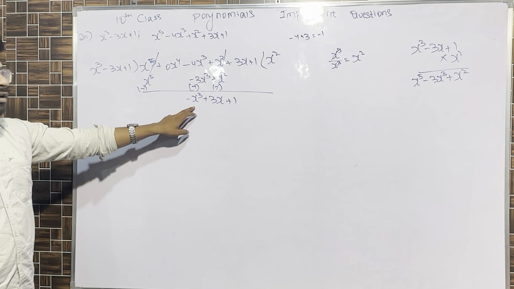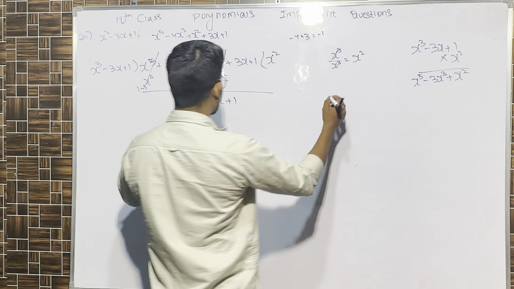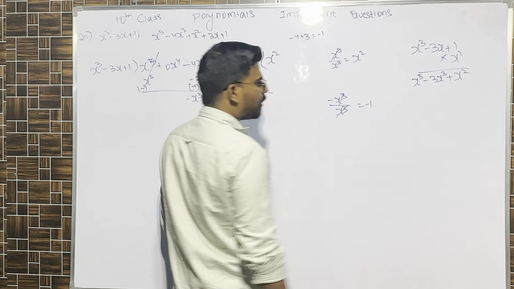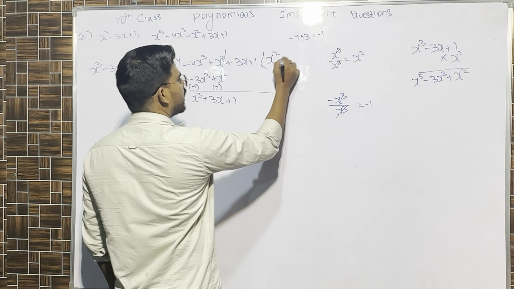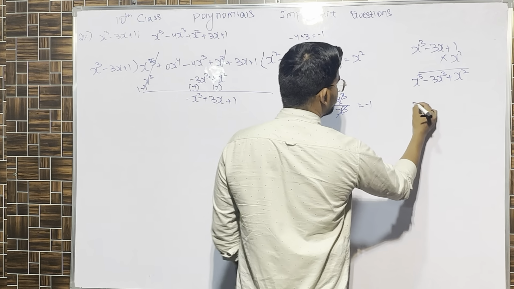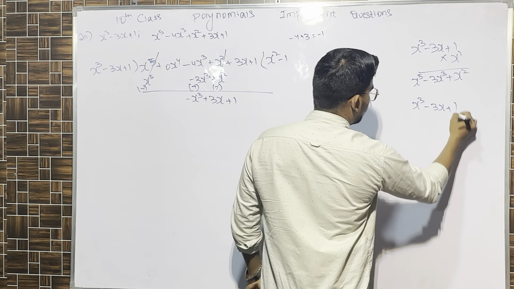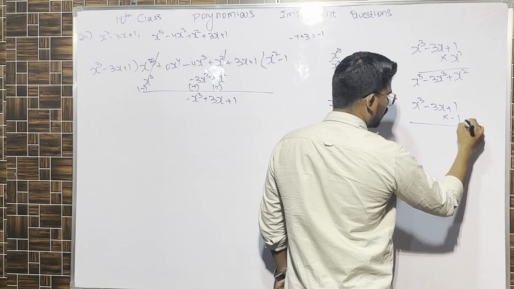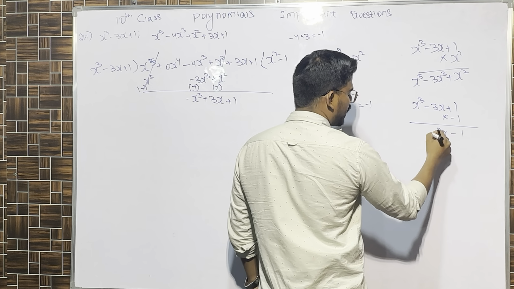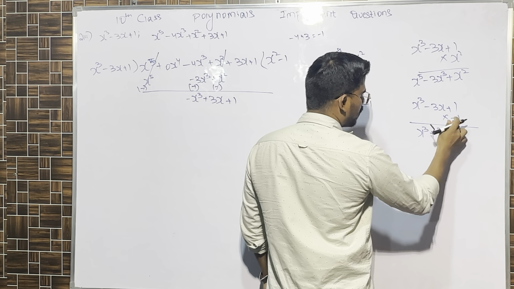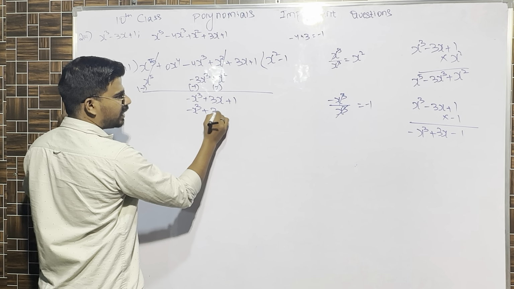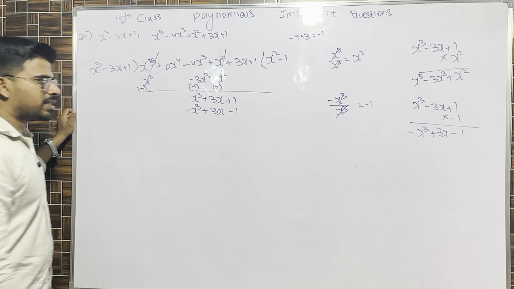The same you have to repeat. First term from here divided by first term from here: minus x cube divided by x cube. You will get minus 1. Write that minus 1 over here. Now same step: multiply this divisor with minus 1. X cube minus 3x plus 1 into minus 1. Minus into plus, minus 1 into 3x, minus into minus, plus 1, into x cube, minus. So it is minus x cube plus 3x minus 1.